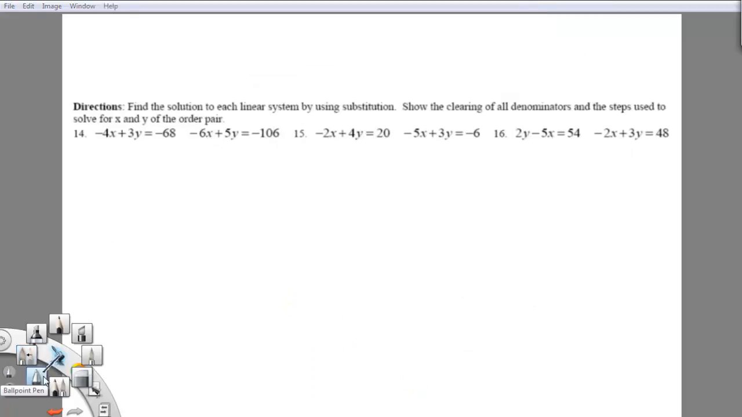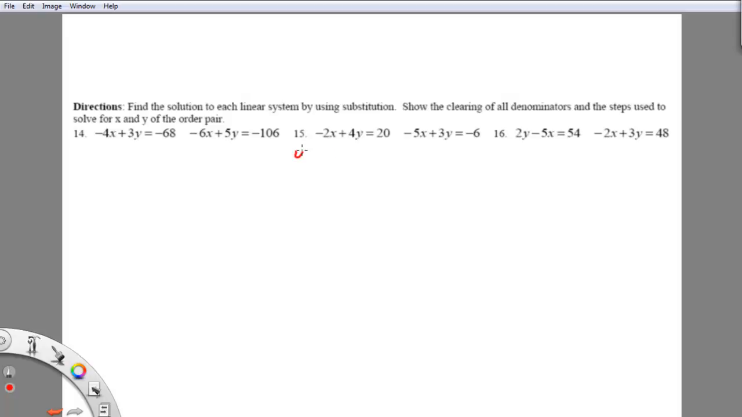Okay, now we're going to move on to problem number 15. This is similar to the last worksheet that we were doing, where we would solve a linear system by substitution. In other words, we'd get each equation in slope-intercept form, and we would set the right-hand sides equal to each other. So we're going to go ahead and do this with number 15.